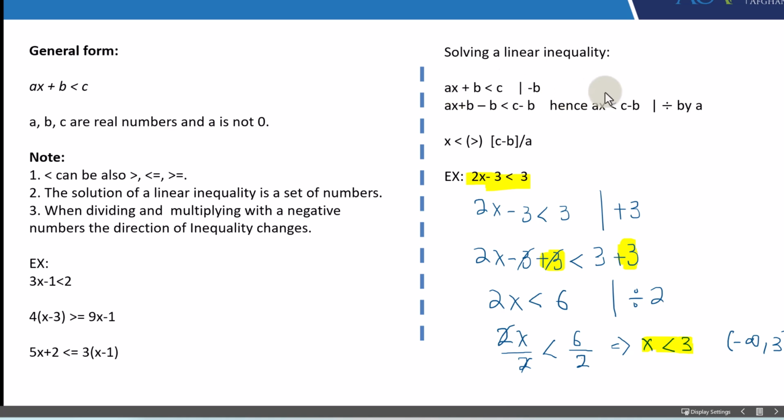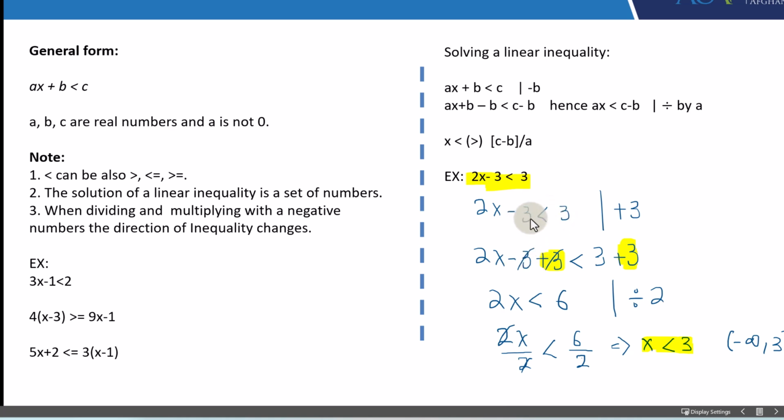In order to find the solution set or the solution area for a given linear inequality, first of all, we need to get rid of b and, of course, a by adding minus b and dividing by a. For instance, if we have 2x minus 3 smaller than 3, first of all, we need to get rid of this minus 3 by adding plus 3 to both sides of the inequality.